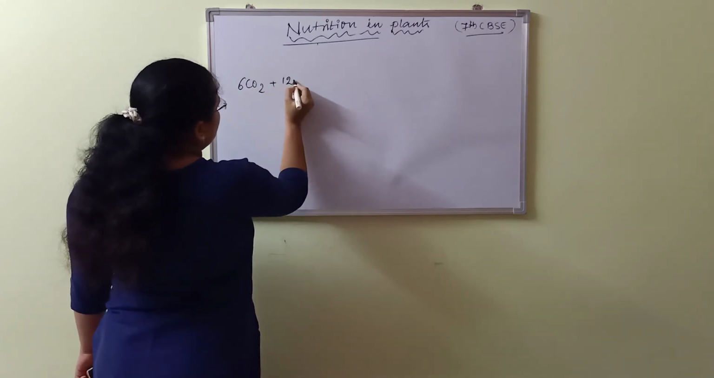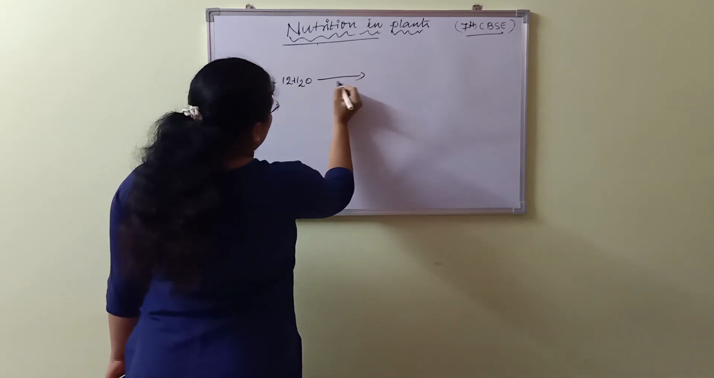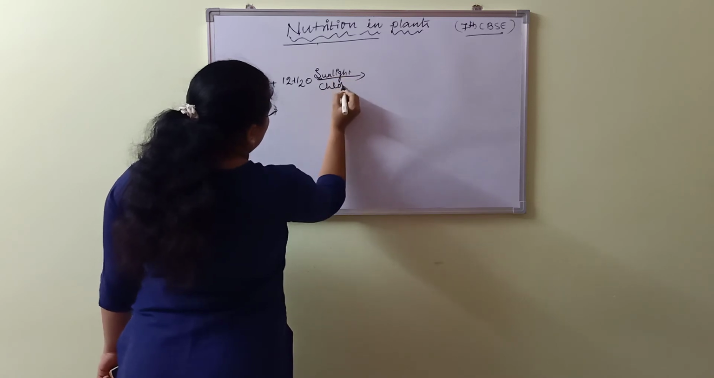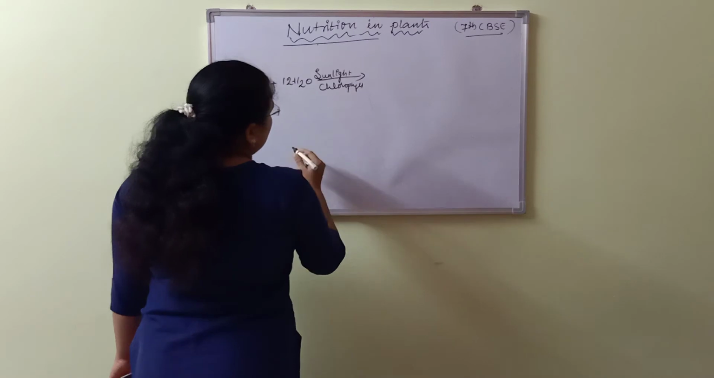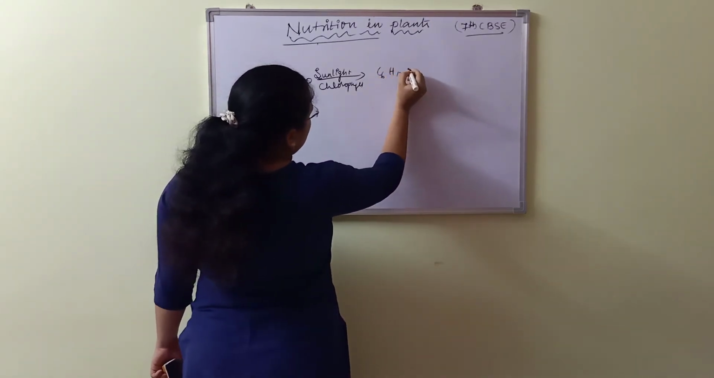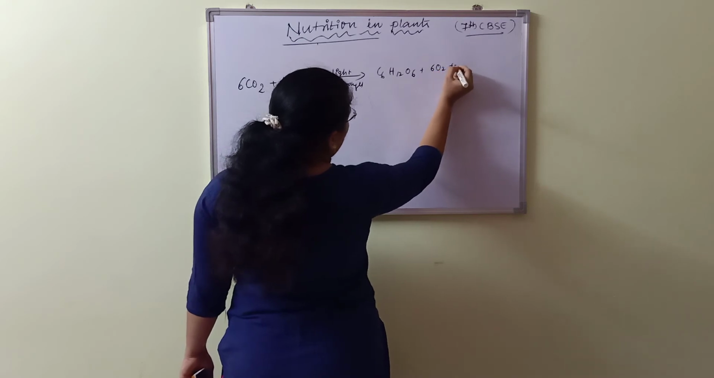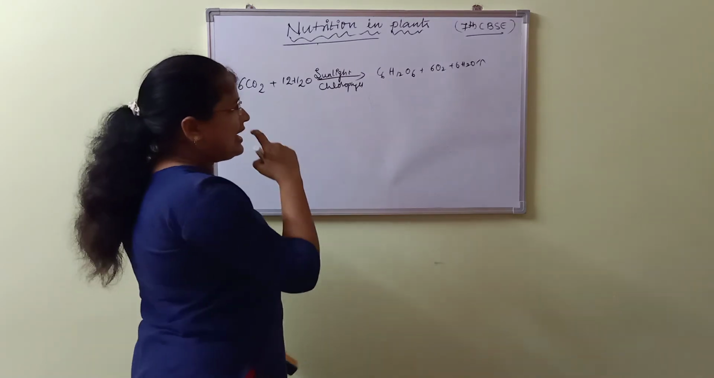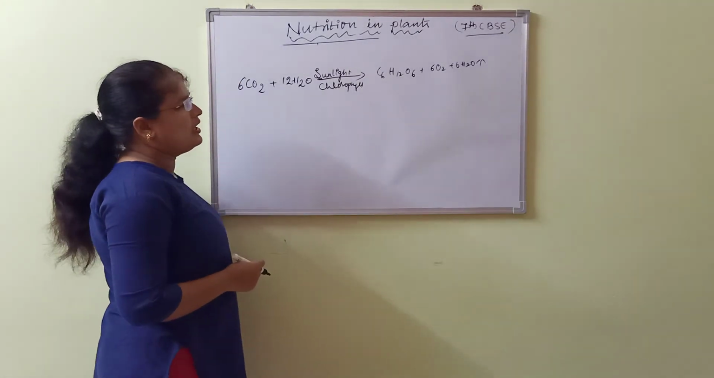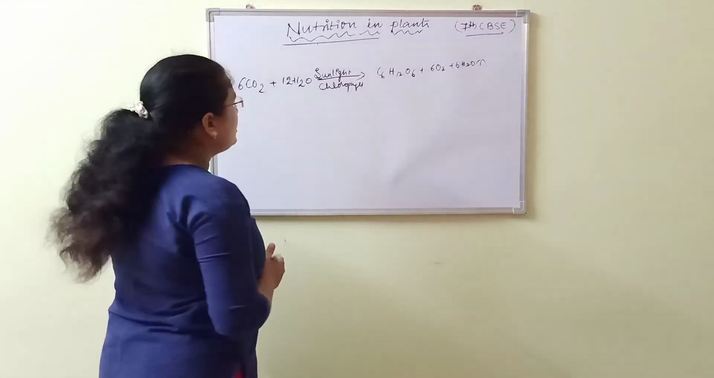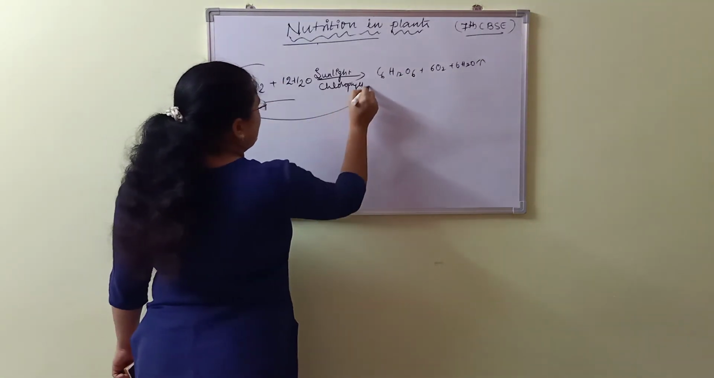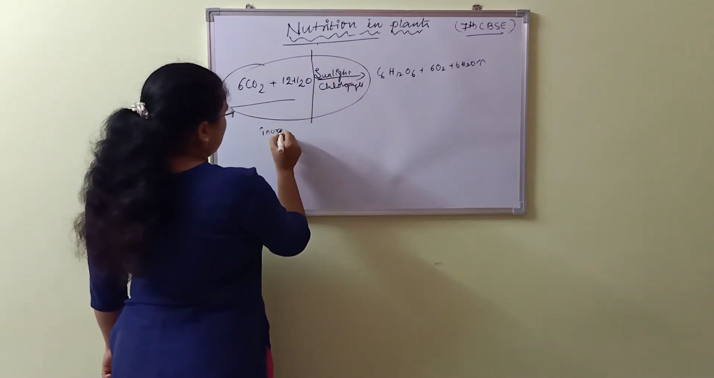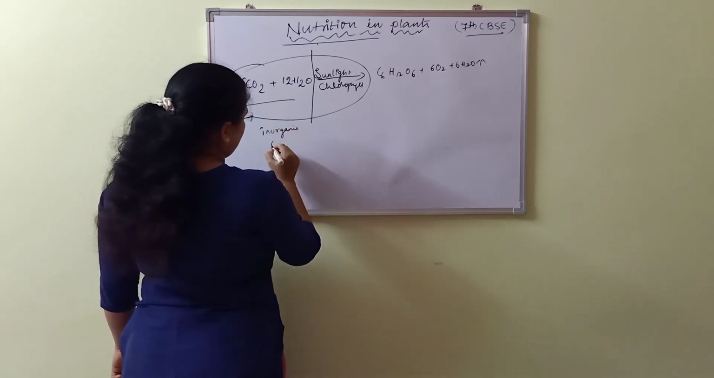Let us see the equation. 6CO2 plus 12H2O, in sunlight by chlorophyll, gives C6H12O6 plus 6O2 plus 6H2O. This is the equation. Yesterday in the previous class I already balanced this equation for your understanding. Up to here these are the essential components, the inorganic components.